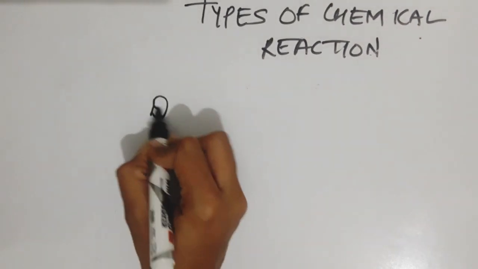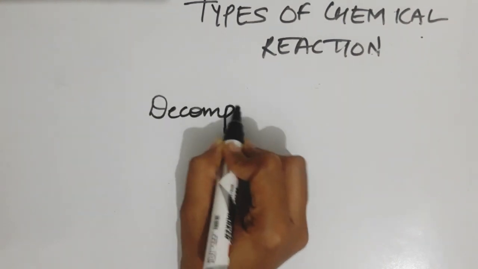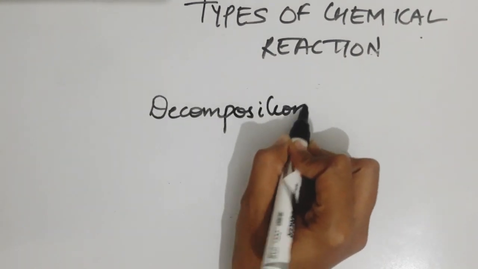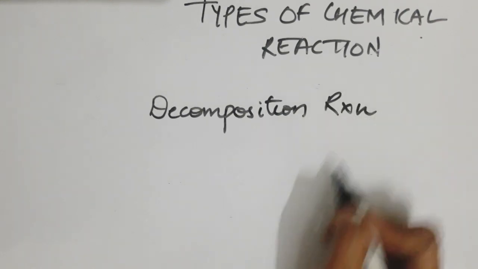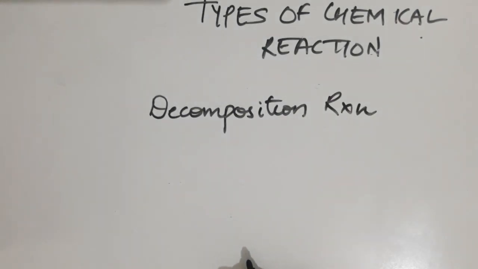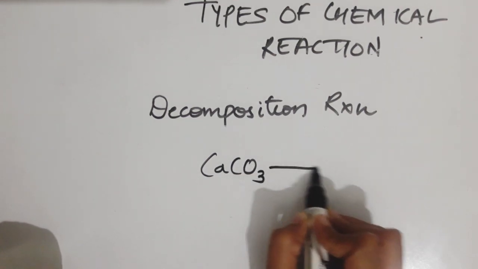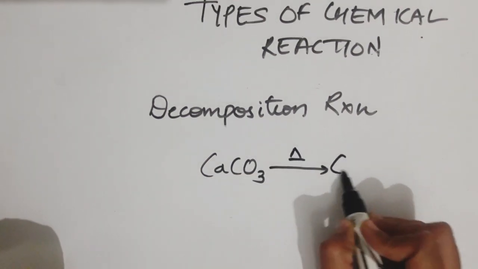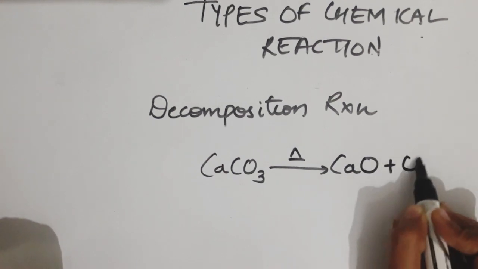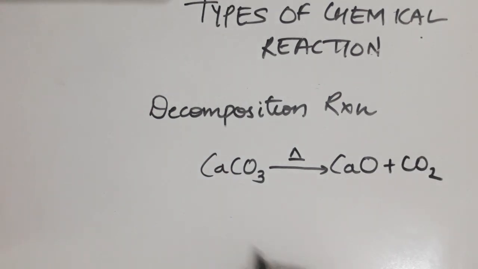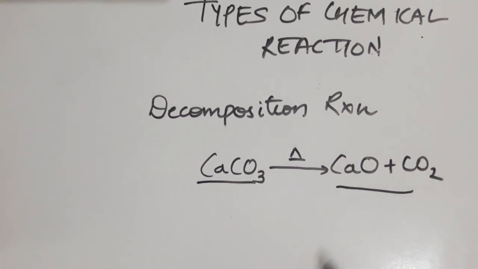Next is decomposition reaction. Now by decomposition reaction, you mean when a molecule decomposes into its constituent elements or constituent parts, then it is known as decomposition reaction. Example is, if you take say calcium carbonate, then in the presence of heat it would decompose into calcium oxide and CO2. This is an example of decomposition where one molecule breaks down into two constituents.